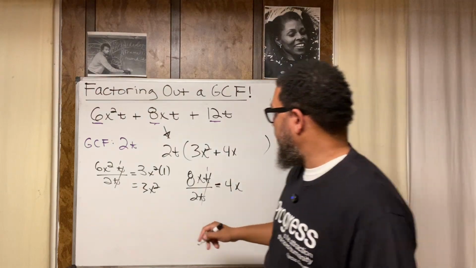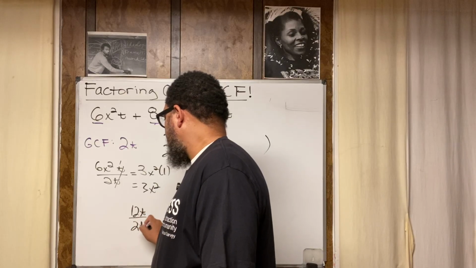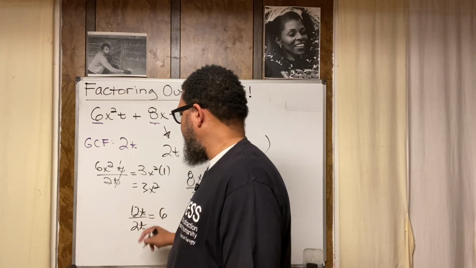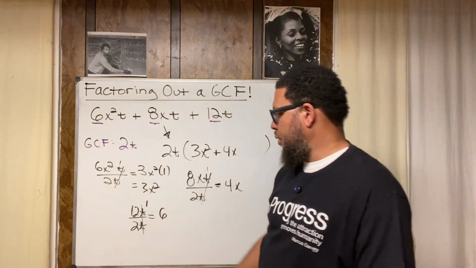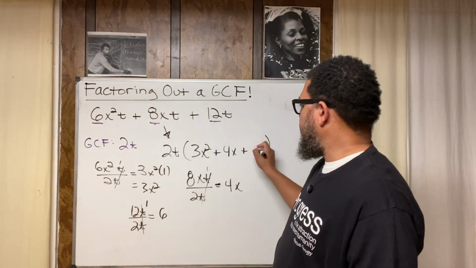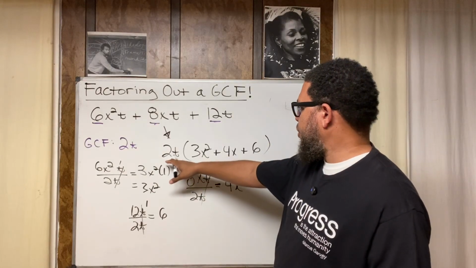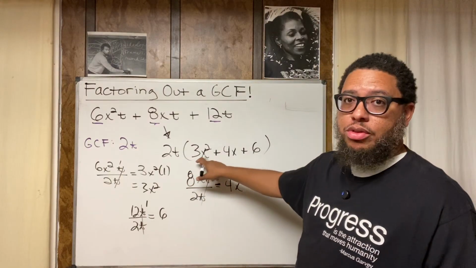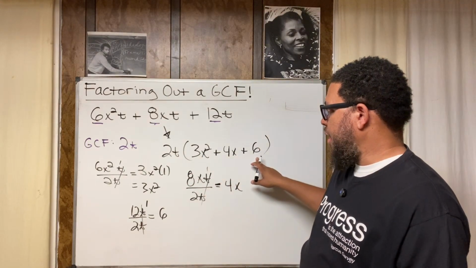Then the third term, 12t divided by 2t. What's 12 divided by 2? That's 6. What's t divided by t? 1. So we're left with 6. So you put plus 6. This is our final answer. This is factored form: 2t times the quantity of 3x squared plus 4x plus 6.